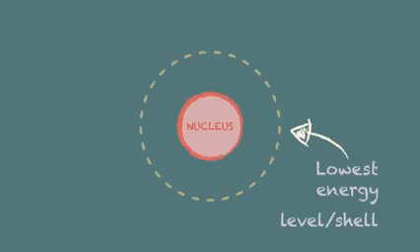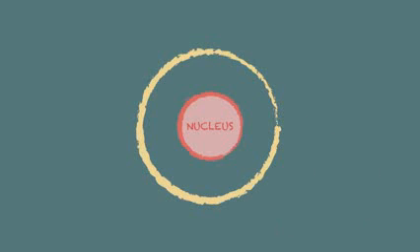In our diagrams, the shell nearest the nucleus is going to represent the lowest energy level or shell, and we draw a circle to depict each shell. We use a dot or a cross to represent each electron, and we'll represent the nucleus by the chemical symbol.